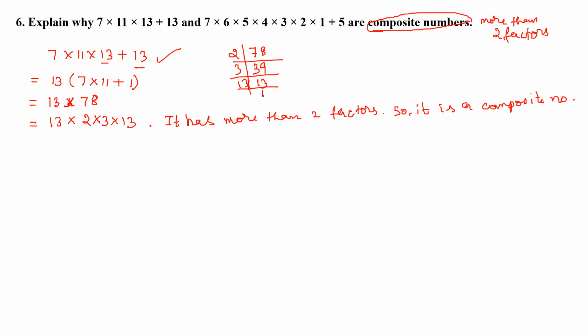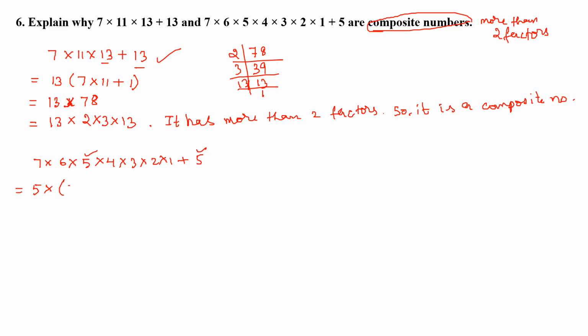Now the next number is 7 into 6 into 5 into 4 into 3 into 2 into 1 plus 5. Now here also I can see 5 is common. So I am going to take 5 out, take 5 outside.